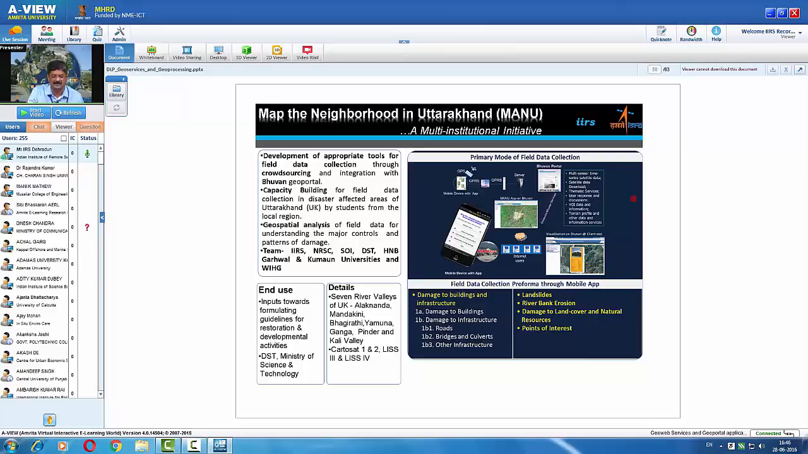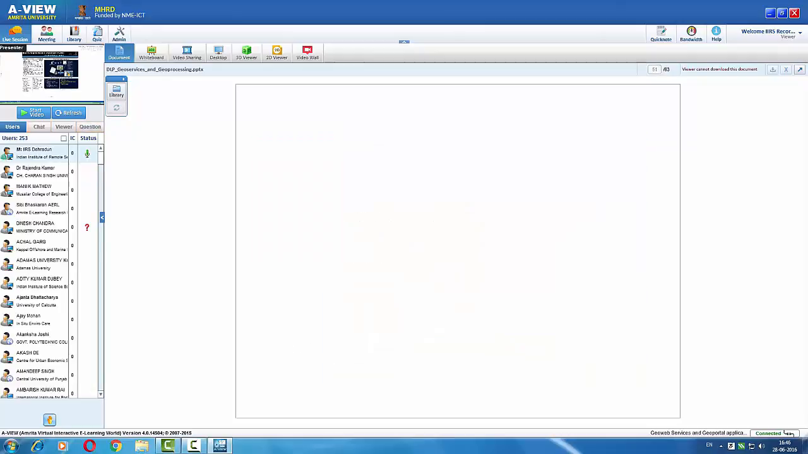For example, one of these applications is mapping the neighborhood in Uttarakhand, when we had a big disaster during the Kedarnath floods. Teams worked with institutions like IIRS, National Remote Sensing Center, Survey of India, the DST, as well as universities, Garhwal and Kumaon universities, and Wadia Institute of Himalayan Geology. All combined, we worked and tried to do this mapping. First of all, capacity building was done on how to collect the data by the students from the local region, and this is a very important start of this particular program.